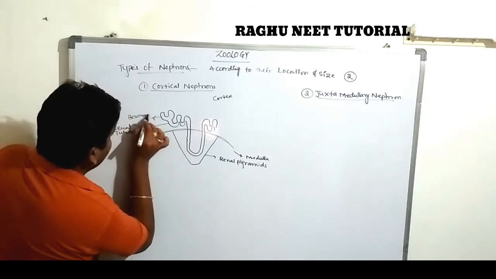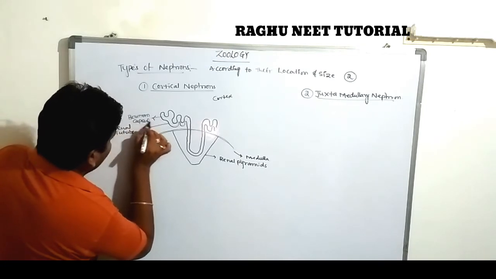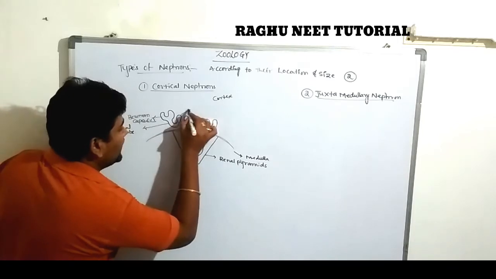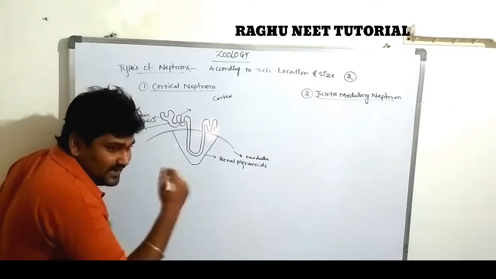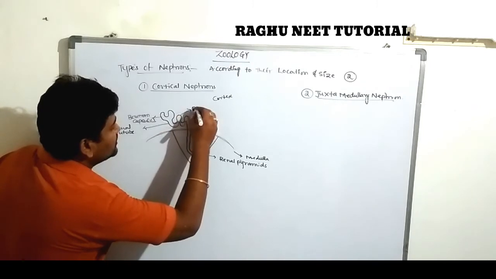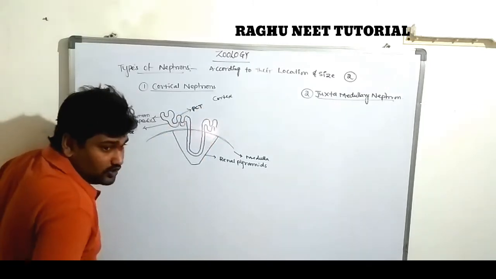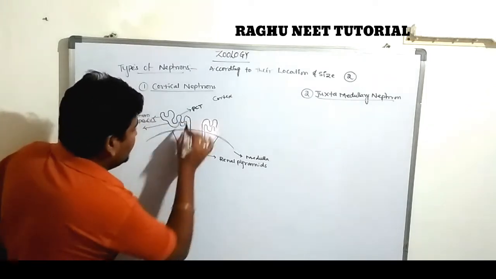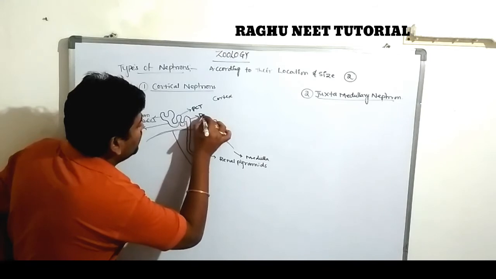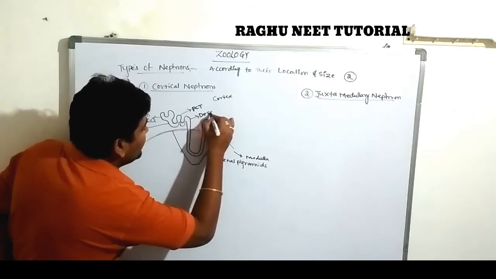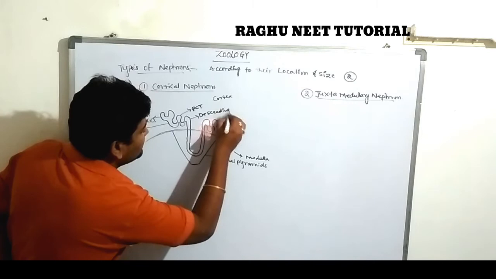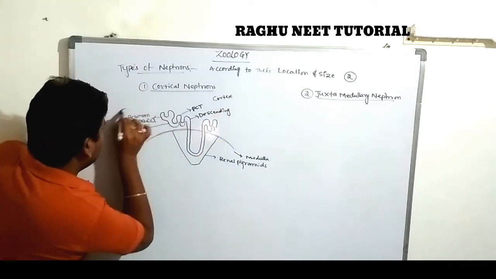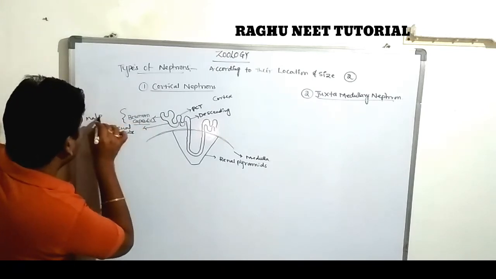So the first one is the Bowman's capsule. The second one is the renal tubule, and the first looping of the nephron is known as the proximal convoluted tubule. These three parts, as well as some part of the descending limb. These parts, the Bowman's capsule, are nothing but the Malpighian tubule. You can write Malpighian tubule.